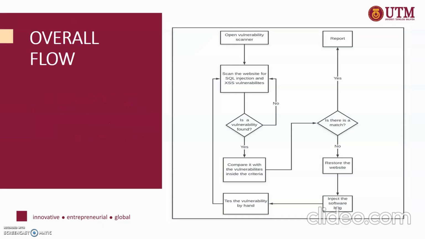Research, design, and implementation. This is the overall flow. It first starts by opening the vulnerability scanners, and then scanning the website for SQL injection and cross-site scripting vulnerabilities. If no vulnerability is found, it will be scanned again until one is found. After it is found, we compare it with the vulnerabilities inside the criteria. The criteria have been added to the scanners by modifying the vulnerabilities library inside each scanner.